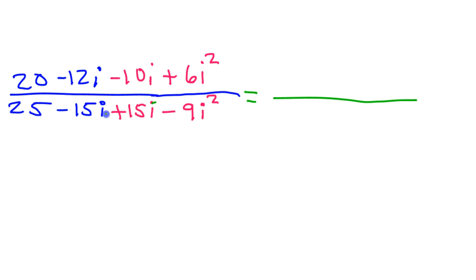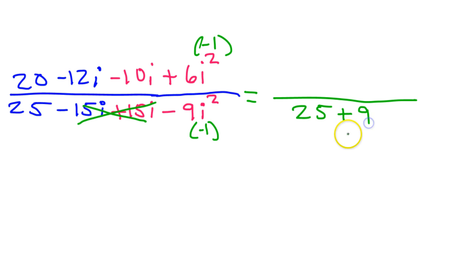Okay, these are going to cancel out, so I just have the 25. This i squared is -1, and this i squared is -1. So that's going to change this to a +9. And up here, I've got the 20, -12, and -10 is -22. So that's -22i. And this -1 is going to make this a -6.